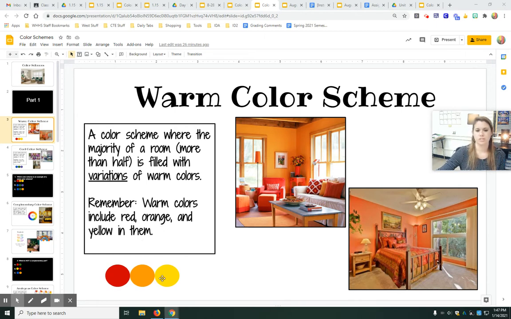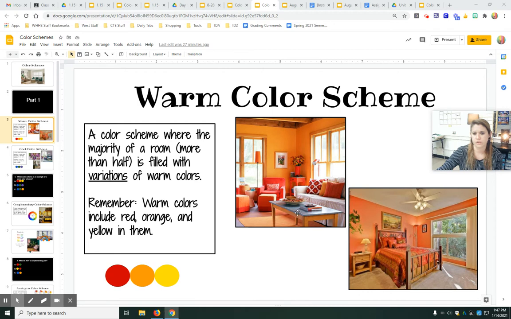Red, orange, yellow. And when you look at red, orange, and yellow, what do you think of? What are some things that are red, orange, and yellow? Think fire, sunshine, hot peppers. All these warm things are red, orange, and yellow like that. So in these two rooms pictured, these are variations of orange and red mainly. We've got some other colors in there.